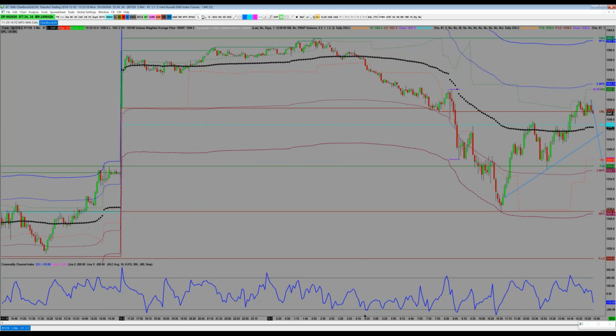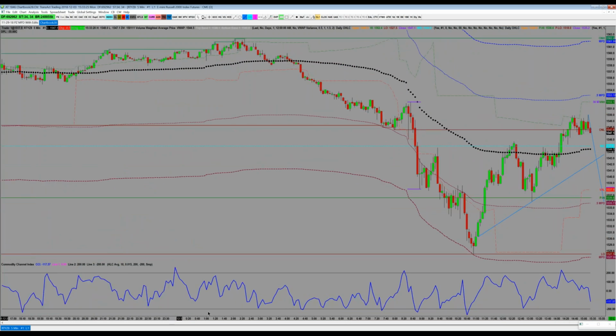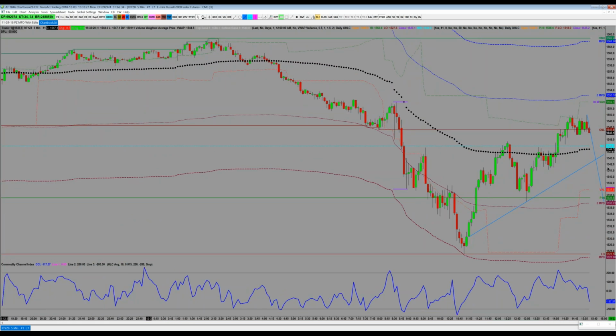And I'm going to zoom in so that yesterday's data, okay, or Friday's session is sort of off the screen. So we can really only focus on today. Okay, so that's what we're looking at here.